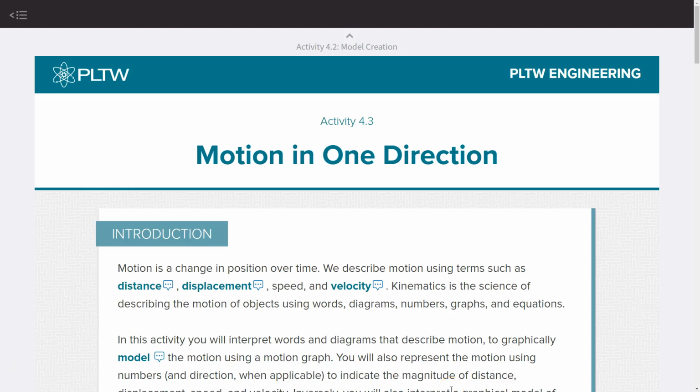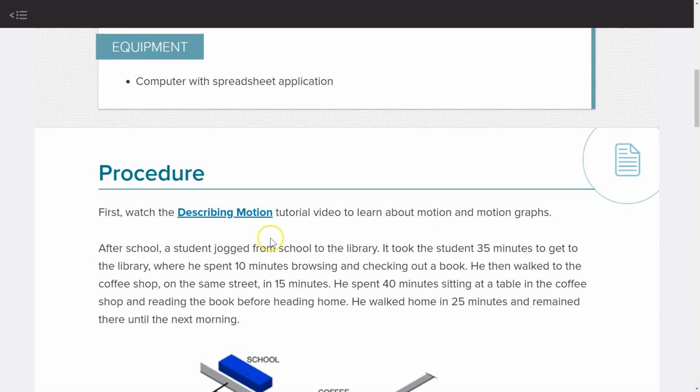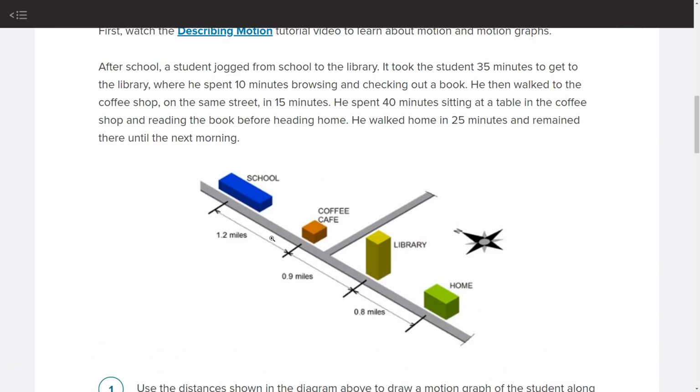I want to go through activity 4.3, motion in one dimension. I don't like the word direction here. I prefer dimension. It's the physics teacher talking to me. So you should have read this and you should have watched this video at this point. So now we're looking at this problem.